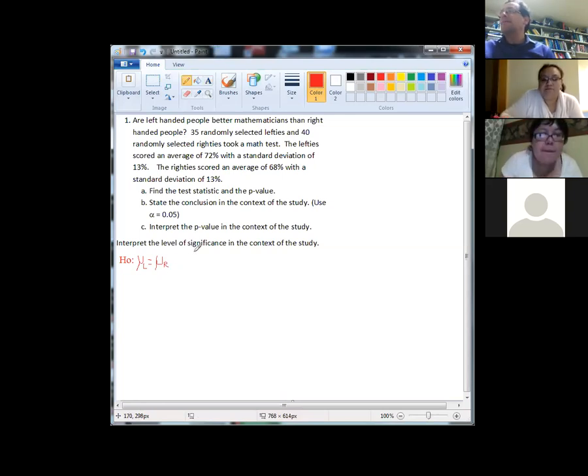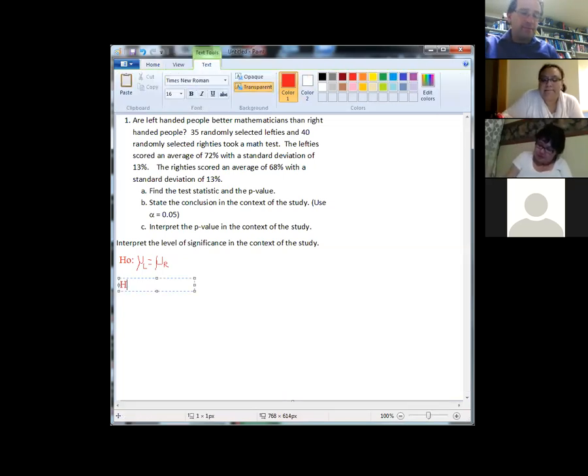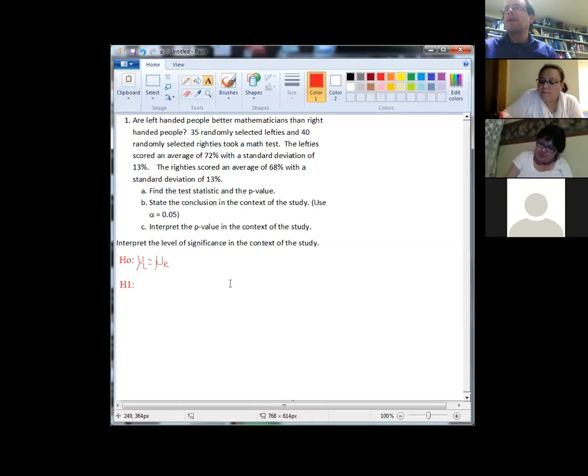Any questions on that? Then we're going to have an H1. Now for H1, it's going to be the same idea, but the key word here is our left-handed better. If you're better, you score higher, right? So that's going to be mu L is greater than mu R. Any questions on that?